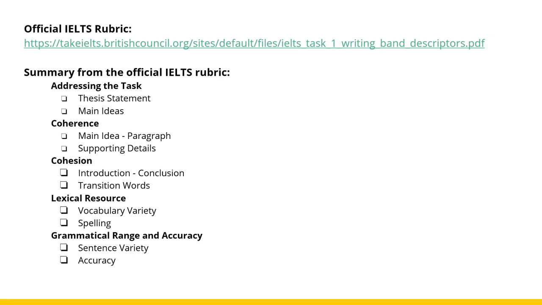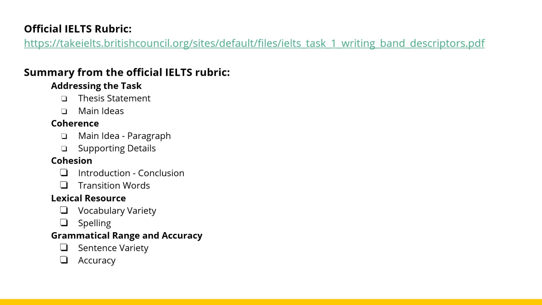Transition words, these are words such as first of all, for example, in addition, finally, so make sure you include them. Lexical resource means that your vocabulary is not redundant, so you are not using the same words over and over again, and you are using different synonyms, or you are paraphrasing some words. Then spelling, of course, is very important, so make sure you practice very well before you take your test.